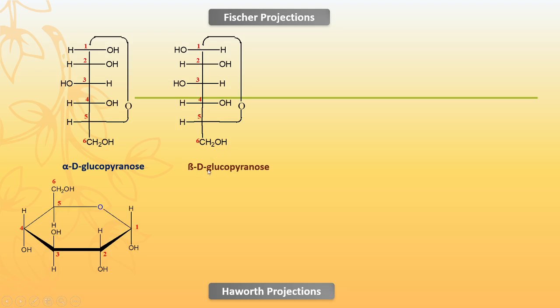This one is beta D-glucopyranose. So the Haworth projection for the beta D-glucopyranose is like this. This OH and this oxygen are on the same side. Therefore, this is the beta and this one is the alpha.